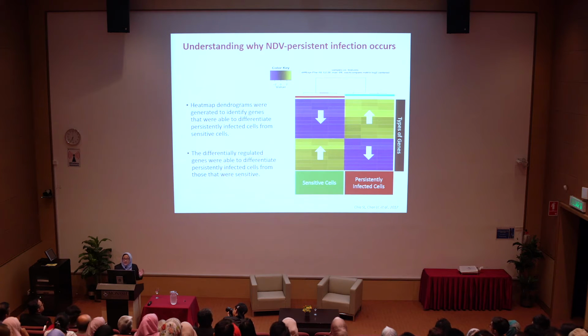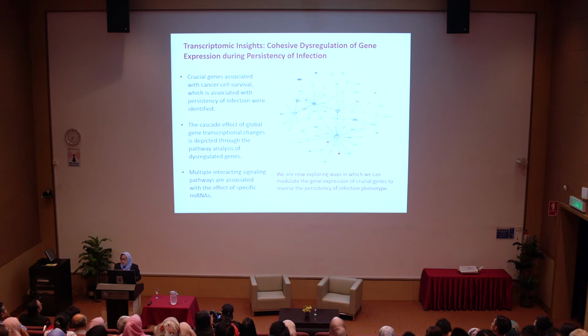So these differentially regulated genes can distinguish these cells, and we can do a lot of studies now that we know which genes are upregulated and which genes are downregulated. And we are now currently dissecting these pathways. We are looking at crucial genes associated with cancer cell survival, which is associated with persistency of infection.